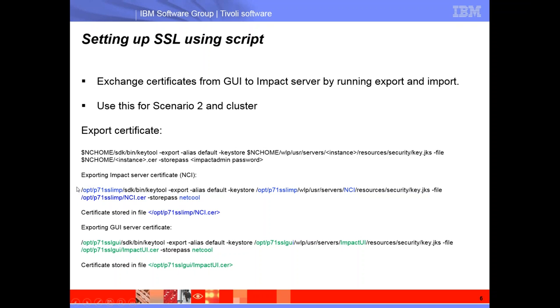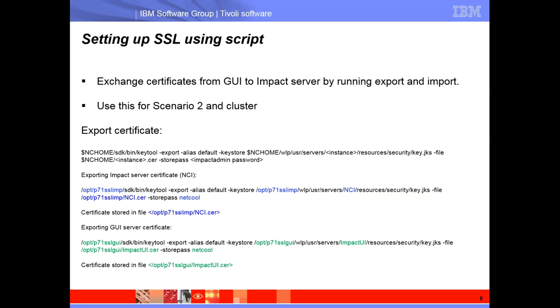scenario. So basically I'm going to export my self-signed certificate from the Impact server. As you can see, my instance name is called NCI. So I put my directory where I installed Impact. Then I go to SDK bin keytool. I do the export. Then I go all the way to my instance name, which will be my NCI server, and I just export the file. And then again, it asks you for the store password. The store password is the password of the account that you used when you were doing the installation. In this case it was impactadmin, and my password was netcool.